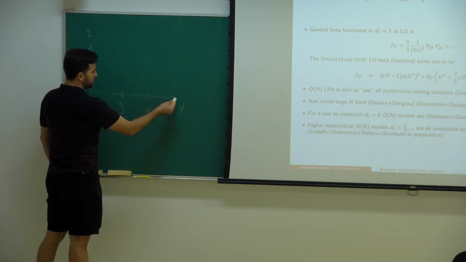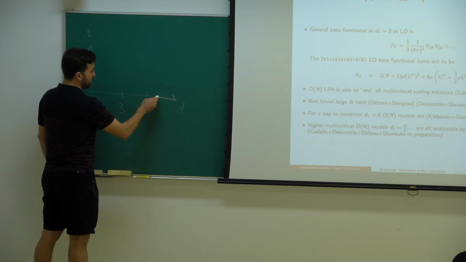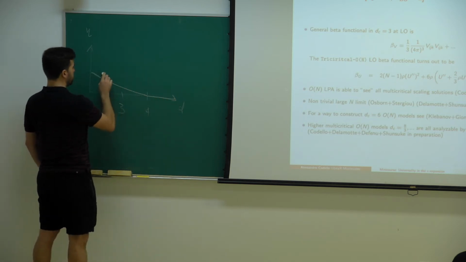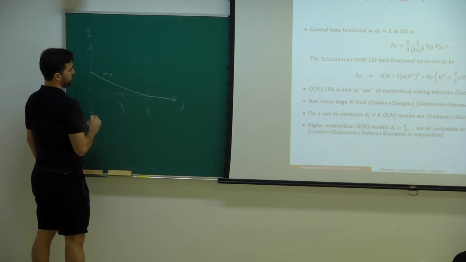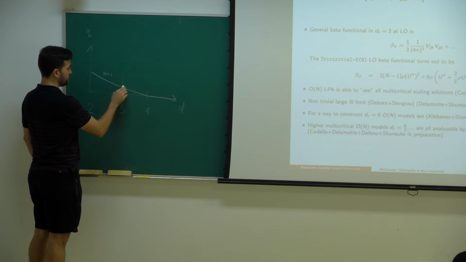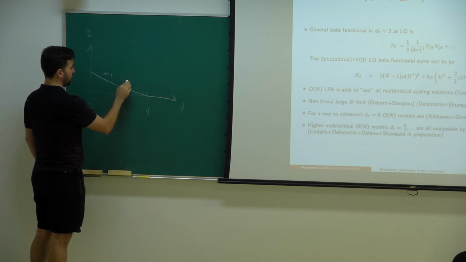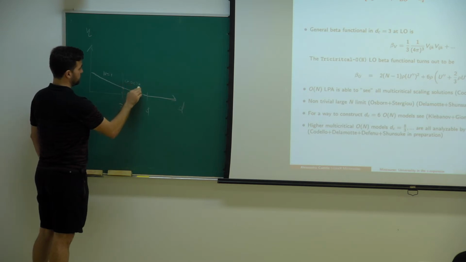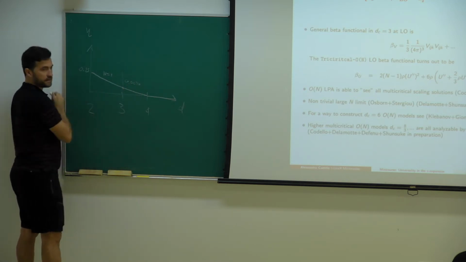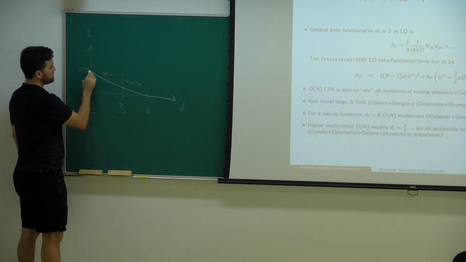So you will find a curve that goes like this. This is n equal 1, okay? And this is the value of the Ising model, which is 0.0036, and this is 0.25. So this is the n equal 1 case.